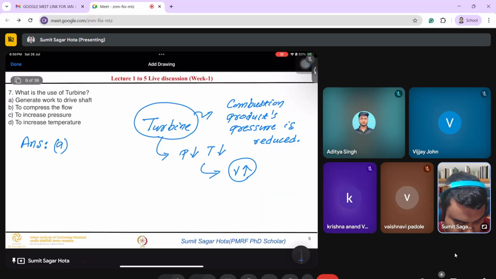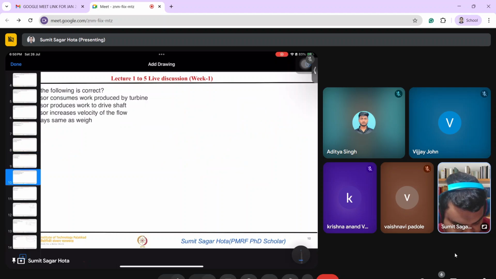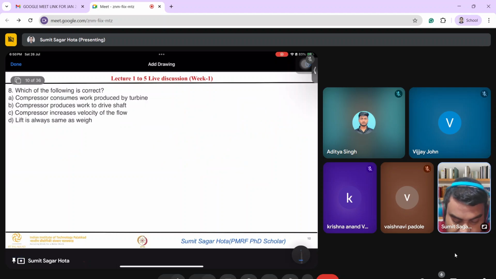Okay, so let's go to the next. Which of the following is correct? Directly, A is the answer. Compressor consumes the work produced by the turbine. Compressor produces work? A compressor never produces work, so this is wrong.